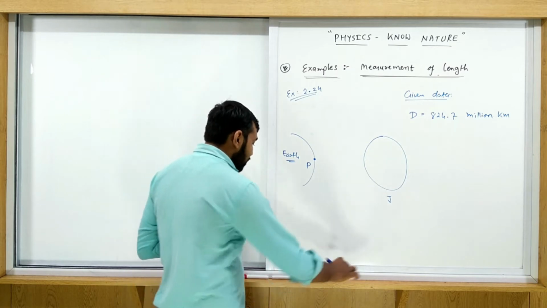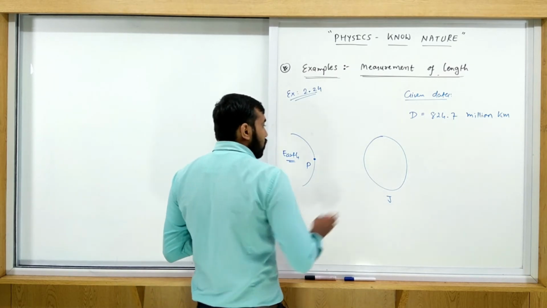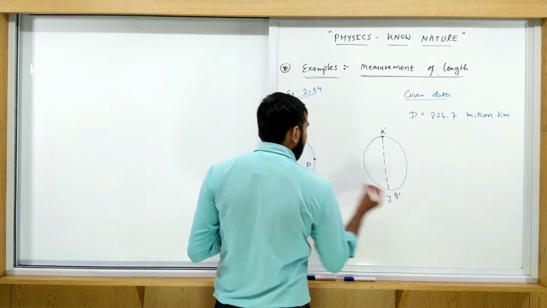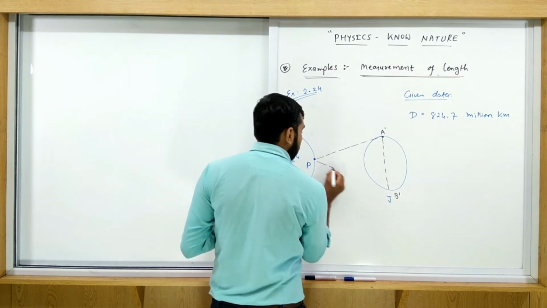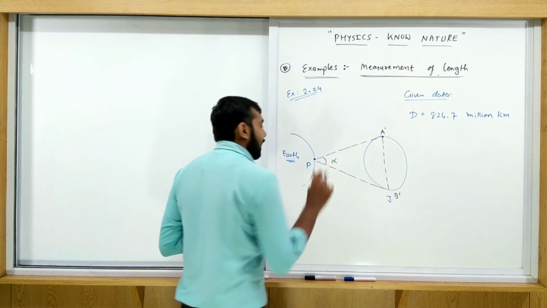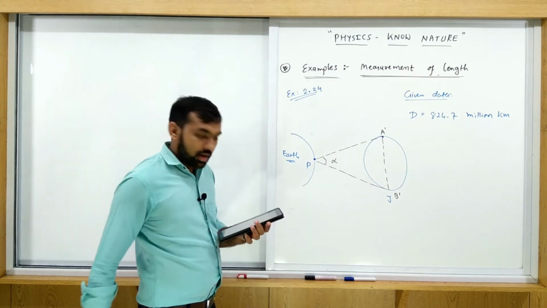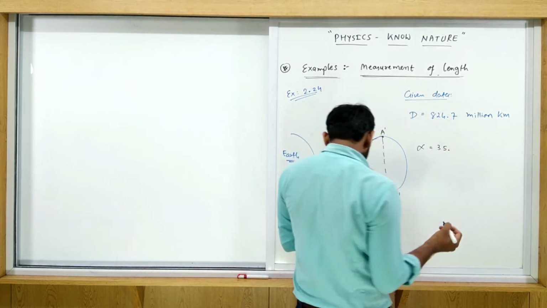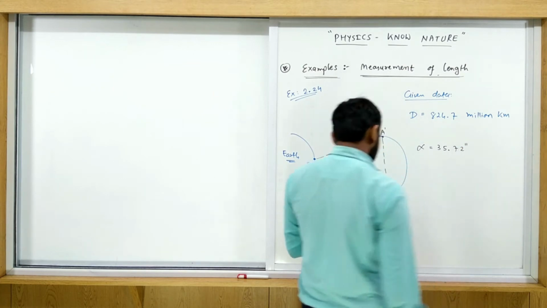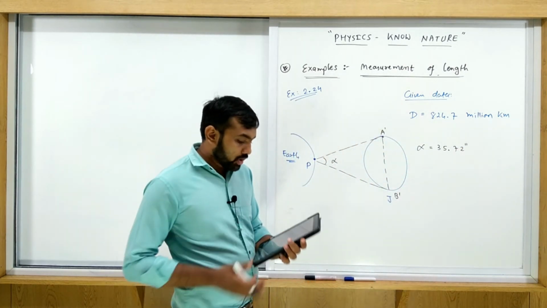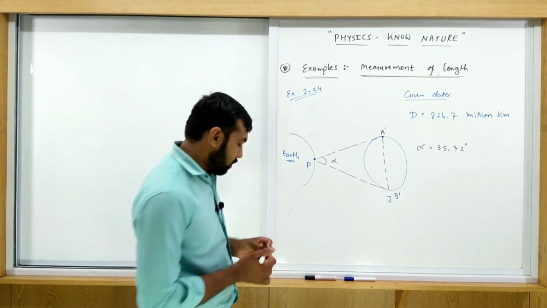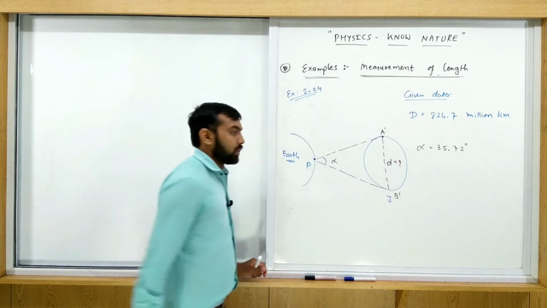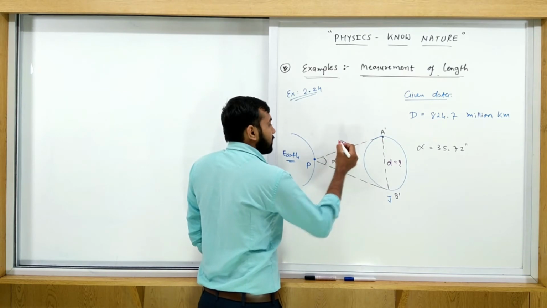So what is angular diameter? You observe this Jupiter, so the two diametric points A dash and B dash from this P. So we call this angle alpha, it's the angular diameter. So alpha is equal to 35.72 arc second. Calculate the diameter of Jupiter. So we have to find out the diameter of Jupiter. It means you must find this small d. And this distance between two planets is considered as capital D.